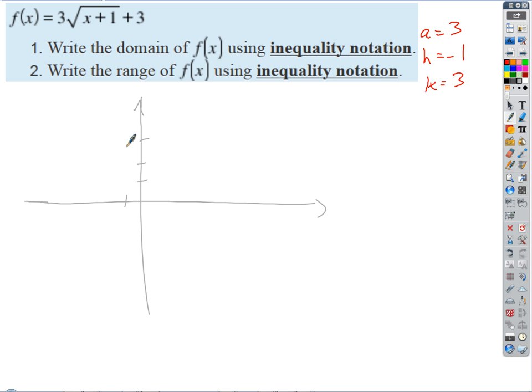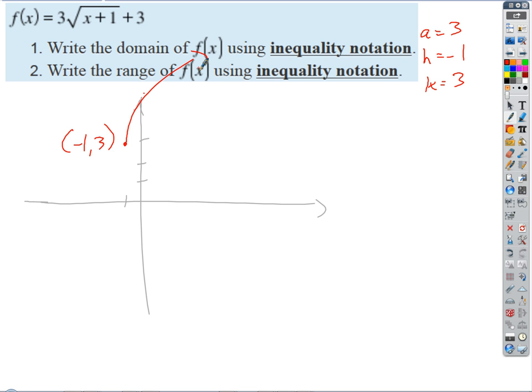So there's gonna be the vertex at -1, 3, and is it gonna open up or down? Up. A is positive, right? So it's gonna go over 1 and up 3, so it's gonna do that. It doesn't even really matter in this case if it's been stretched or compressed. What just matters is, does it open up or has it been reflected, right? So now from this graph, we should be able to get the domain and the range.